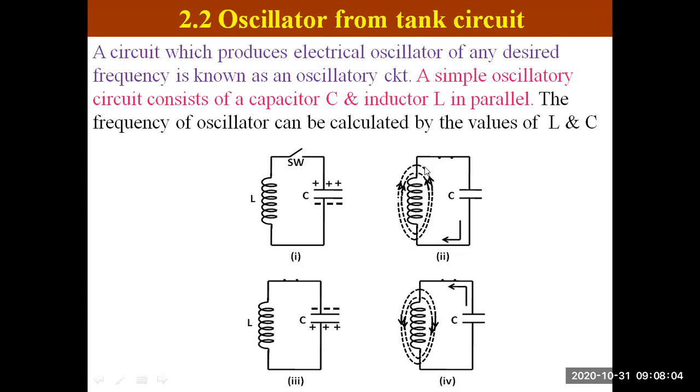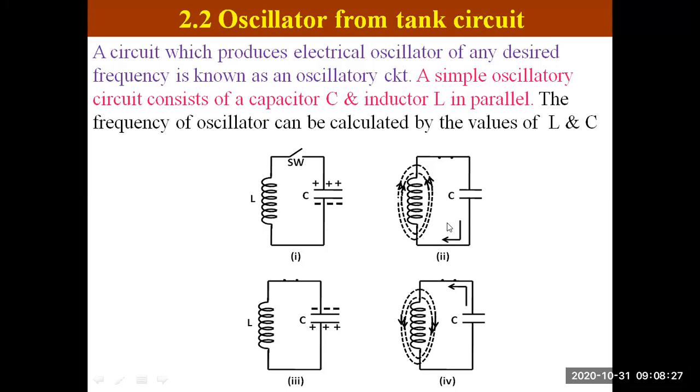Now after that, the switch is closed in figure 2. As the switch is closed in figure 2, what happens at that time? This capacitor is discharged through this inductor. That means the electrons on the lower plate flow in this direction towards this positive charge.